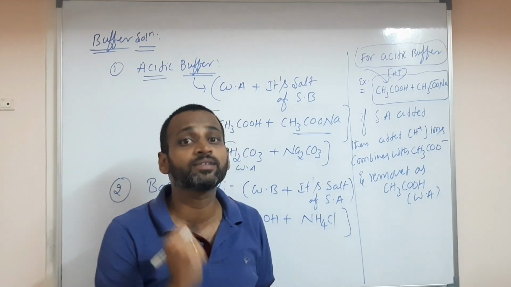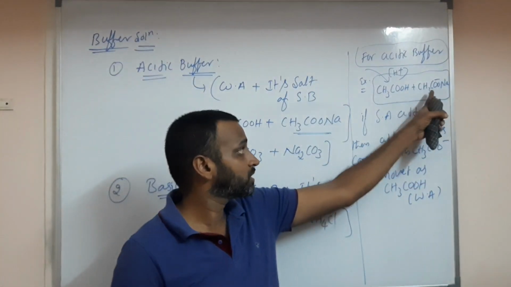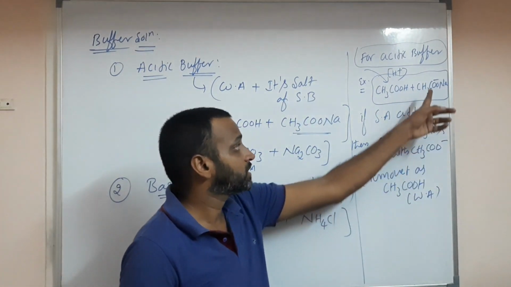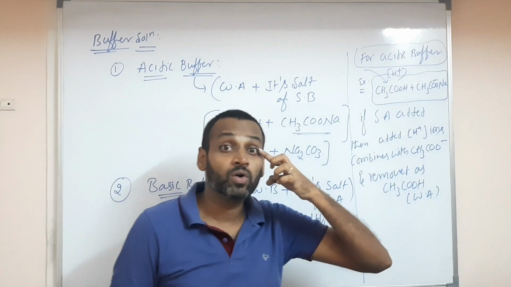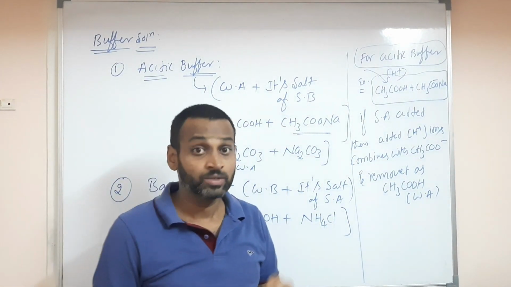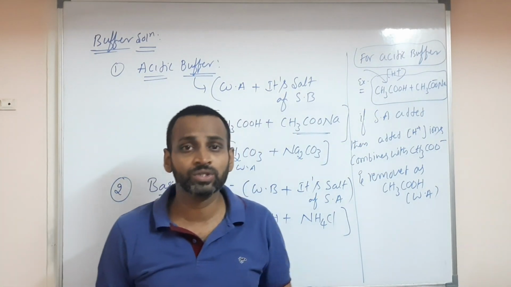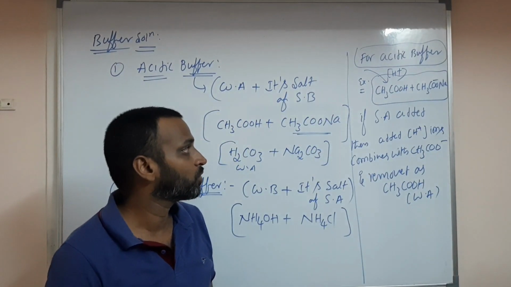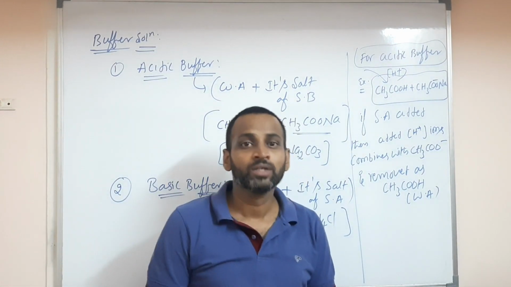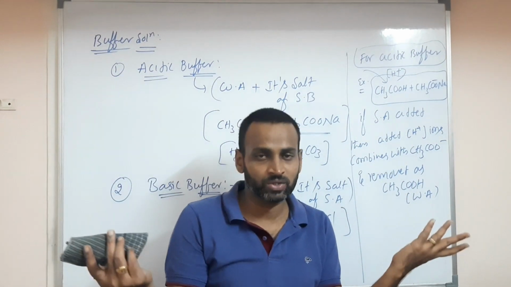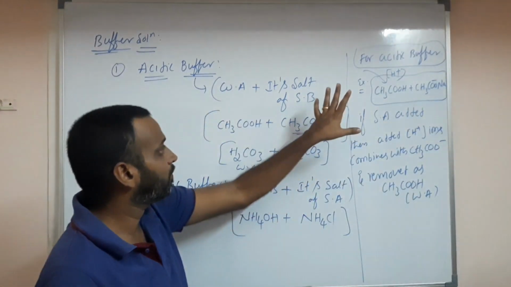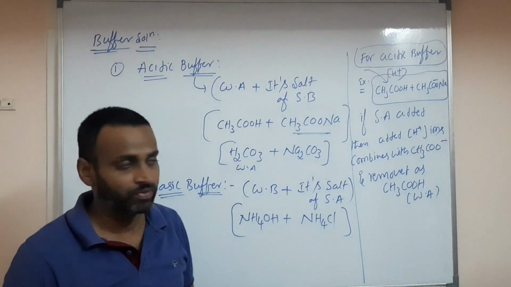You may have a question: why, sir? Why does the added H+ combine with CH3COO-? Because CH3COO- is a strong conjugate base. Because CH3COOH is weak, CH3COO- is a strong conjugate base. So the added H+ ion is removed as CH3COOH, which is a weak acid. So there is no further increase in H+ concentration, so there is no change in its pH. This is about the working of acidic buffer.